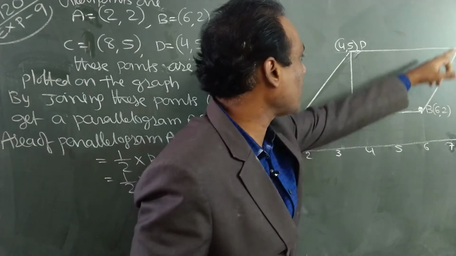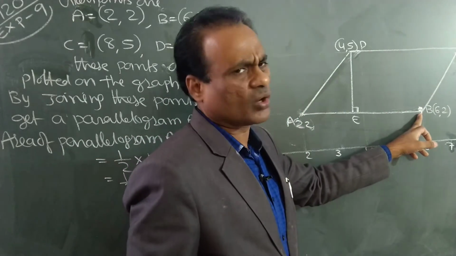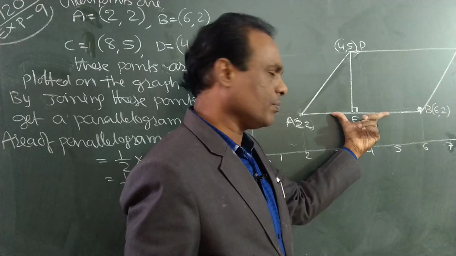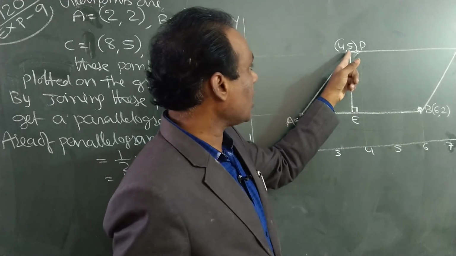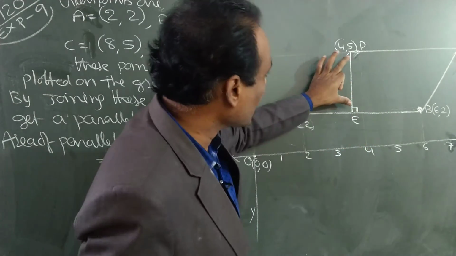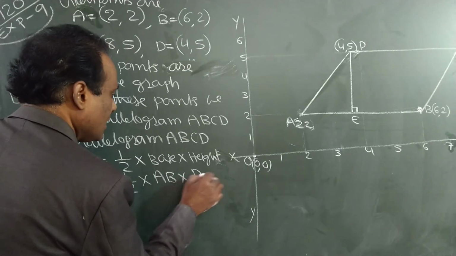So what is the height of this parallelogram? Base, you can take any base. Suppose I am taking AB as the base. On that, see the opposite vertex, draw a perpendicular line, that becomes the height. What is the height? DE.